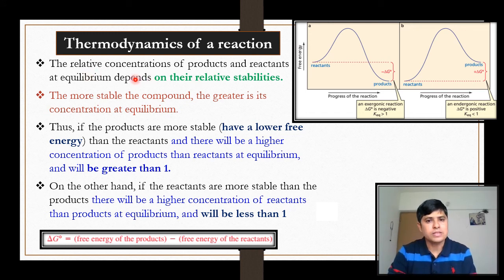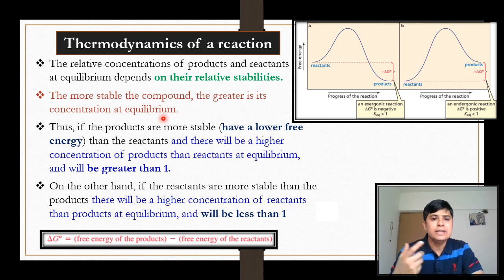The relative concentration of a product and reactant at equilibrium depends on their relative stabilities. The more stable the compound, the greater is its concentration at equilibrium. That means if the product is more stable, then its concentration at equilibrium will be more. If the reactant is more stable, then the concentration of reactant at equilibrium will be more.